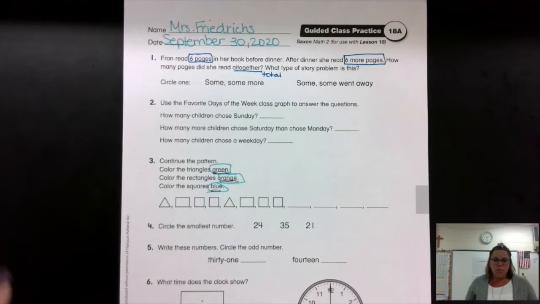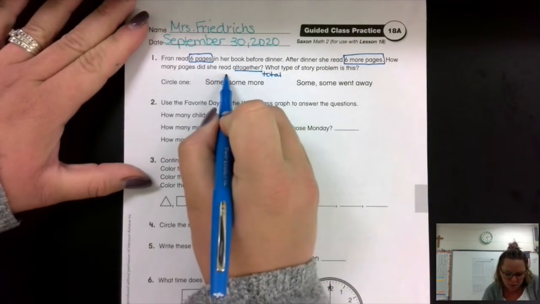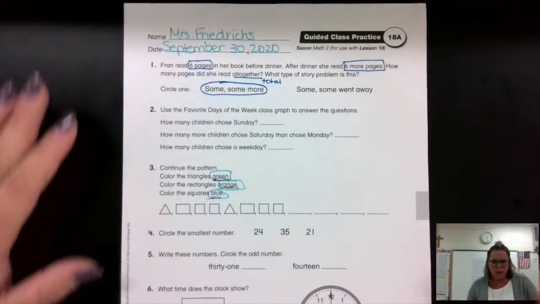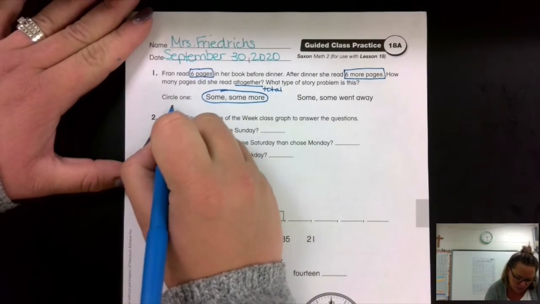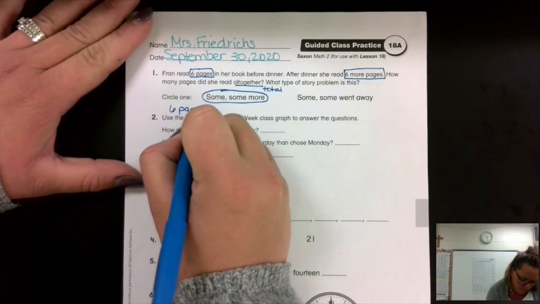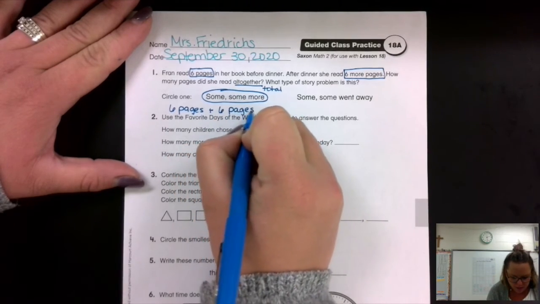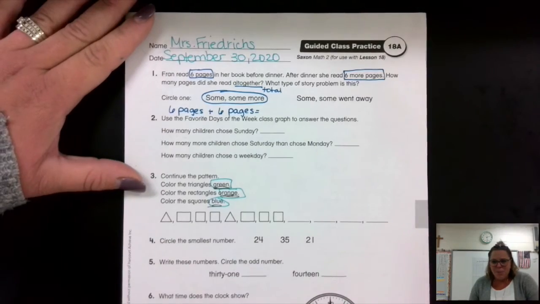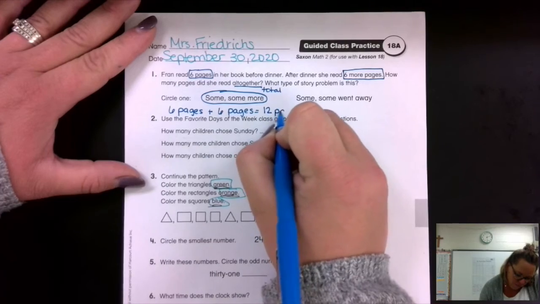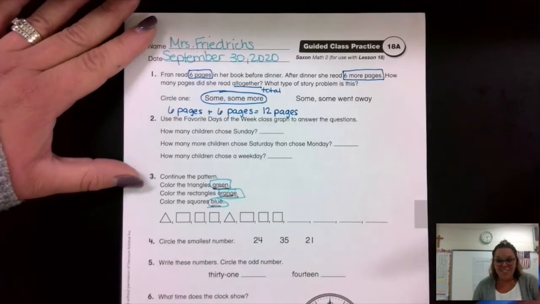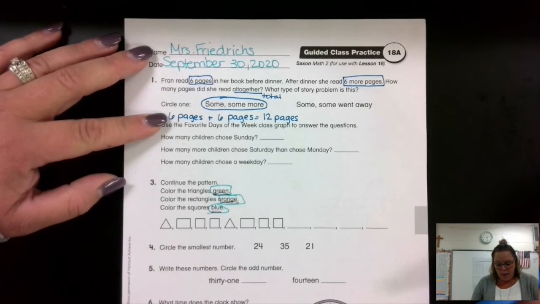First of all, was this a some more, or a some went away? Did we get rid of pages? No, we added pages. So we have to circle some more. And then what I want you to do, because you guys are so capable, is I want you to start writing that number sentence. 6 pages plus 6 pages equals how many total pages? What's 6 plus 6? It's a double, you know. 6 plus 6 is 12. 12 pages all together.